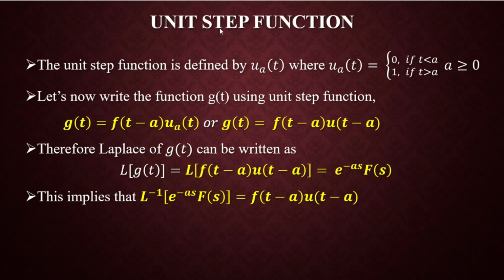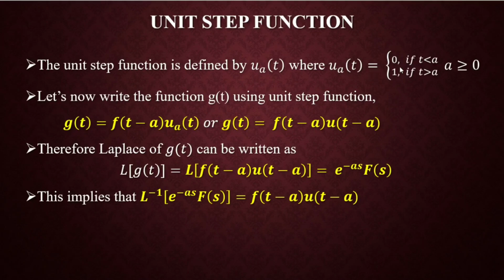Now let's see what is meant by a unit step function. The unit step function is defined by u subscript a of t, where u subscript a of t is equal to 0. That is, the unit step function value will be equal to 0 if t less than a, and the function value will be equal to 1 if t greater than a, for a greater than or equal to 0. Looking at this, we can see that it is similar to the function g of t defined before.